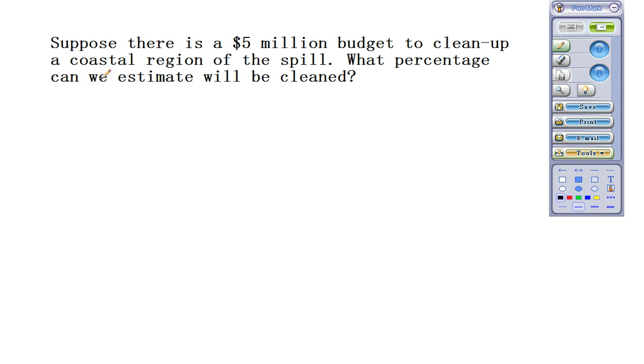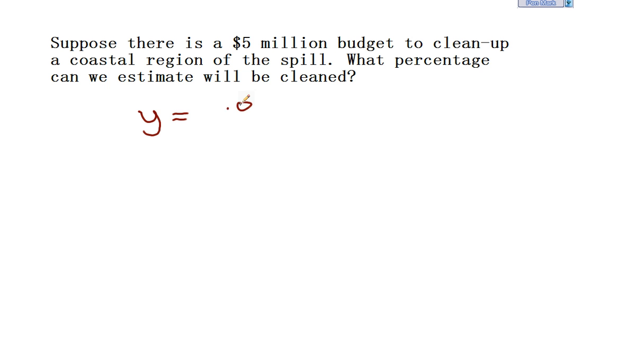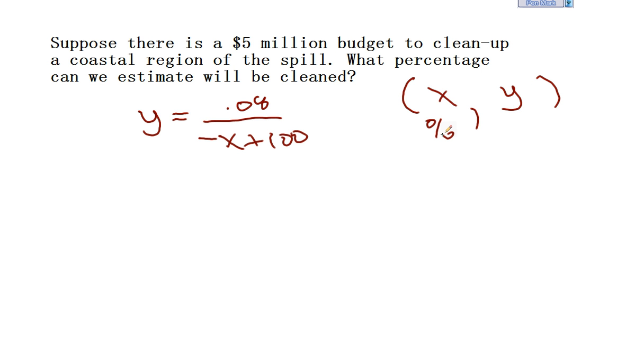So let's look at a problem involving our situation here. We know that in the oil spill, here's the equation, over, let's see, this was negative x plus 100. In our problem, we want to know, there's a $5 million budget to clean up a coastal region of the spill. What percentage can we estimate will be cleaned up? Well, we know in our ordered pairs that x represents the percentage and y represents the cost. What I know in this scenario is the cost that I can afford to pay. Let's make this 5 billion because it's in billions, so we don't have to convert it. So $5 billion, and the percent that we want to clean up is unknown. We want to figure that out.